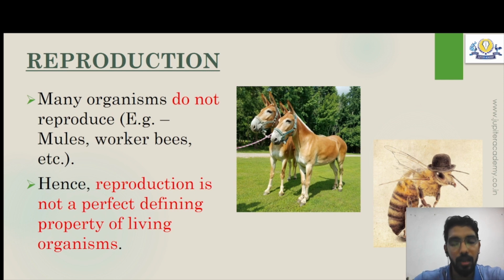Many organisms do not reproduce, such as mules, which are a crossbreed of horse and donkey. They cannot reproduce to further generations. Then we have the worker bees. Worker bees in the beehive cannot reproduce. They are female bees which are helpful only to build the hive and to give nourishment to the queen bee. They cannot reproduce themselves, so they are all sterile. Since there are examples of living organisms which cannot reproduce, reproduction is not a perfect defining property of living organisms.